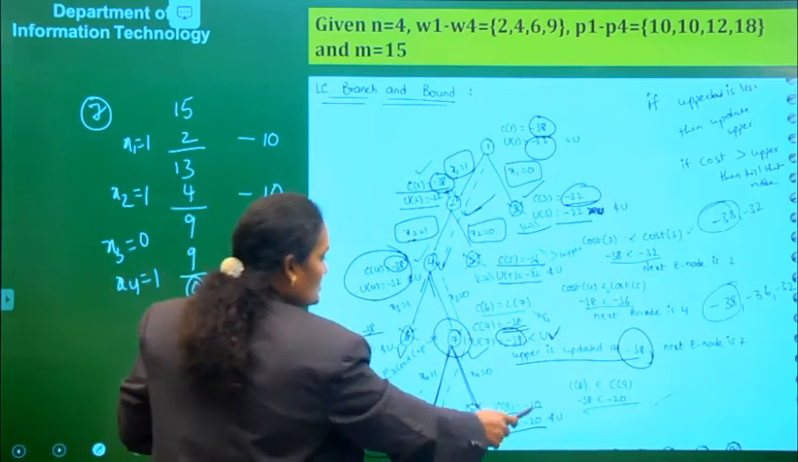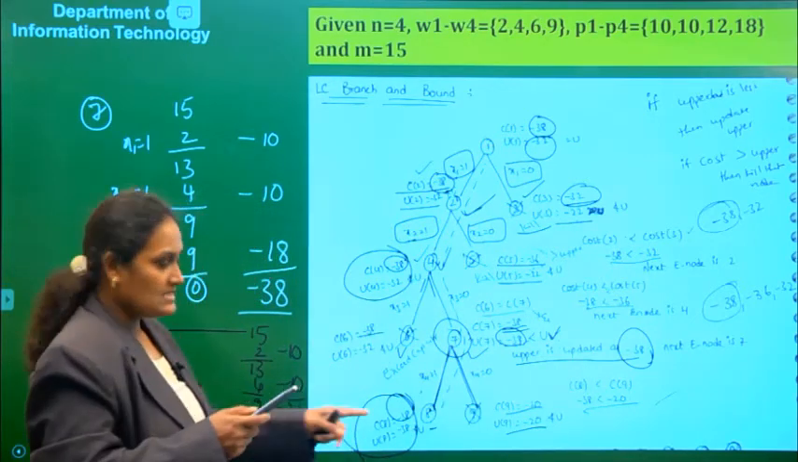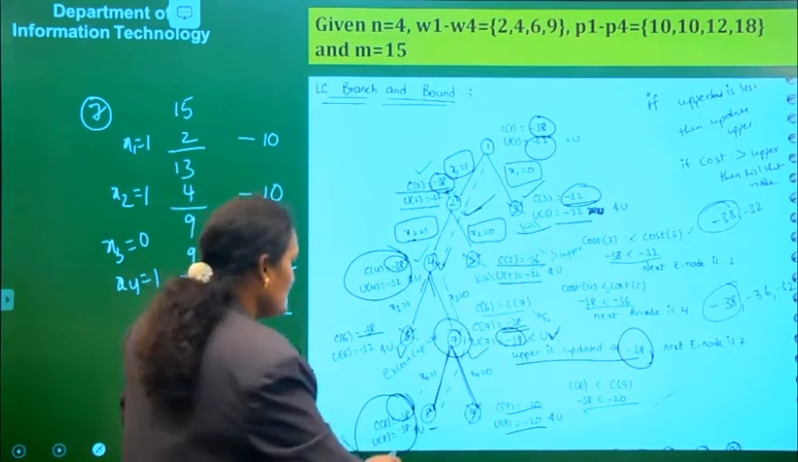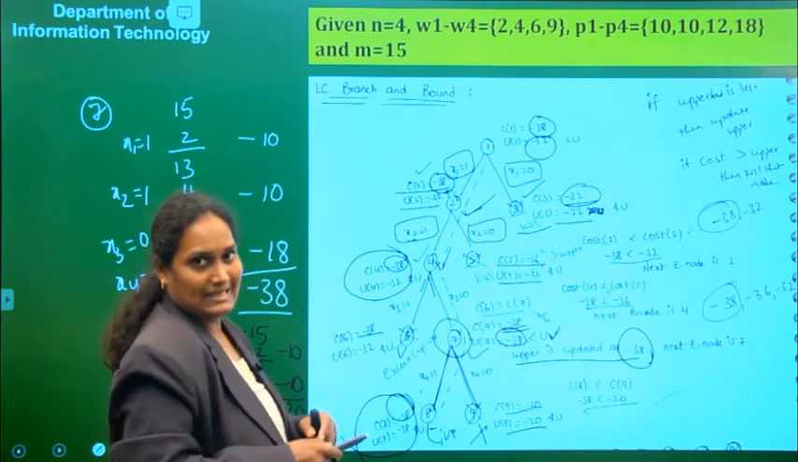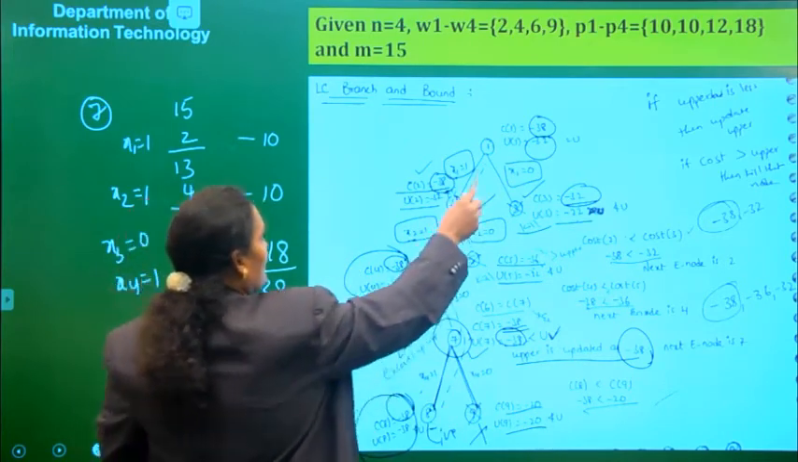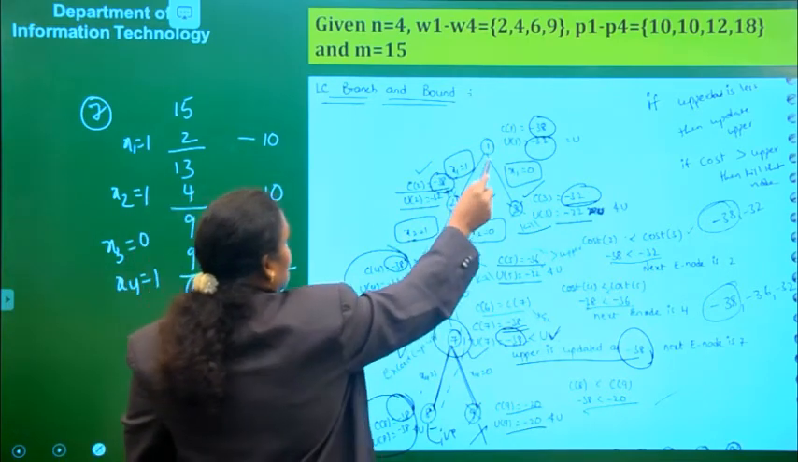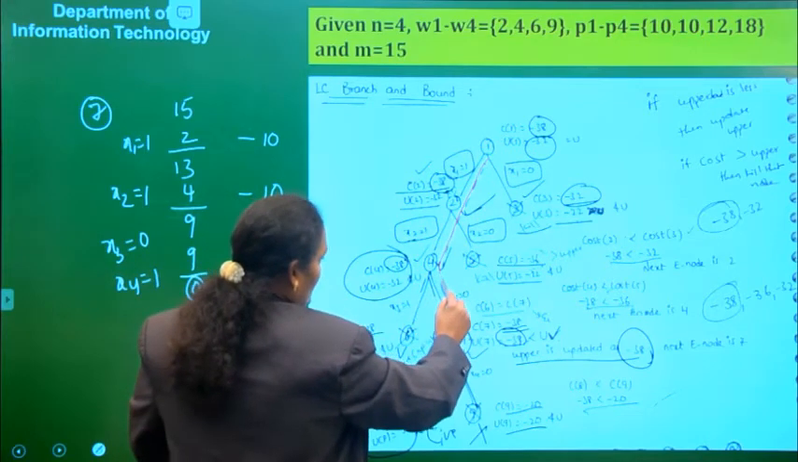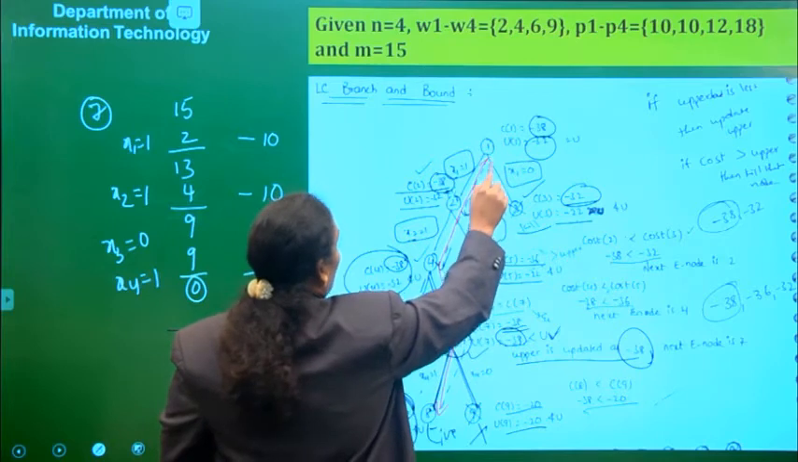Now out of these two, which is having lower cost? This one, since this cost is minus 38 and this cost is minus 20. So this becomes the live node and this becomes killed. So here what is the path? You can identify the path as like this. This is the path that we are obtaining.